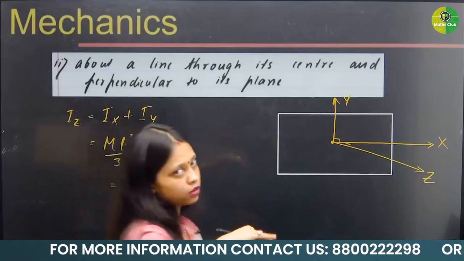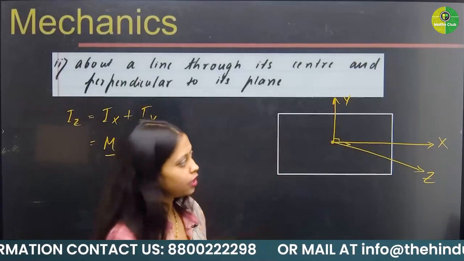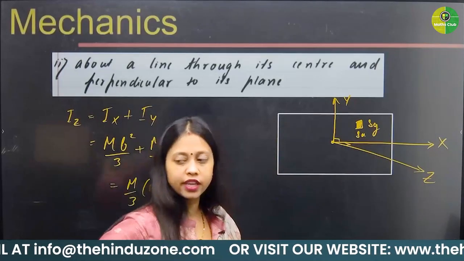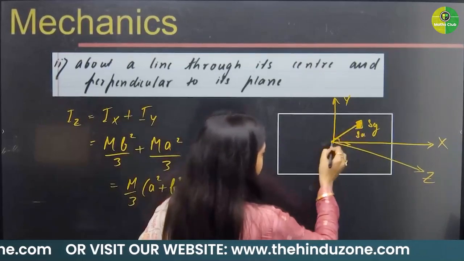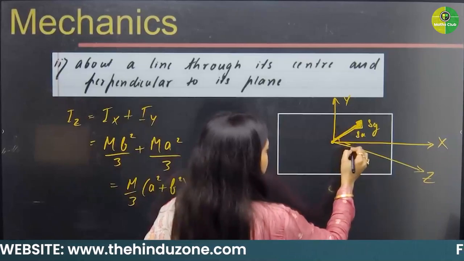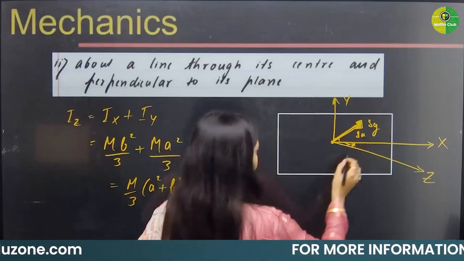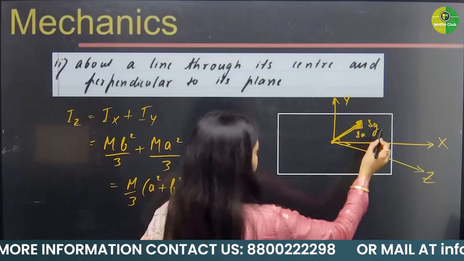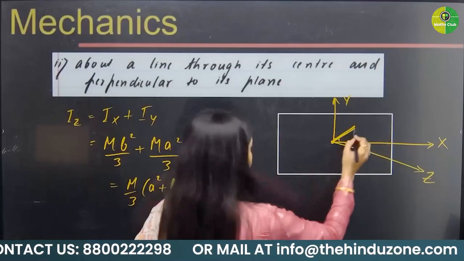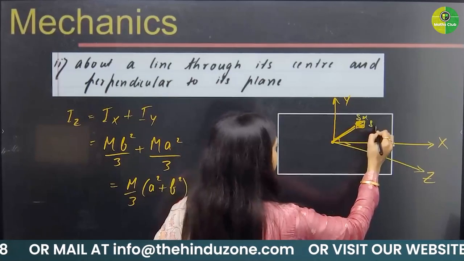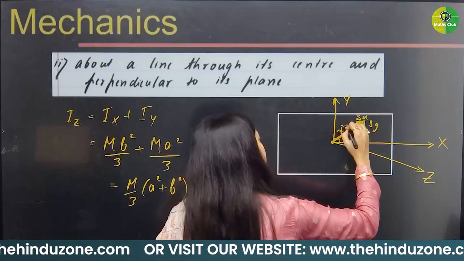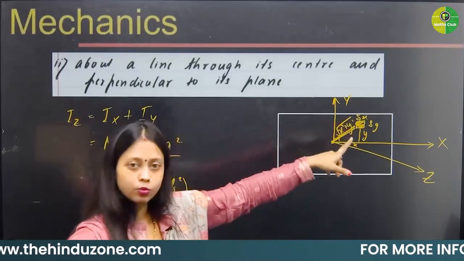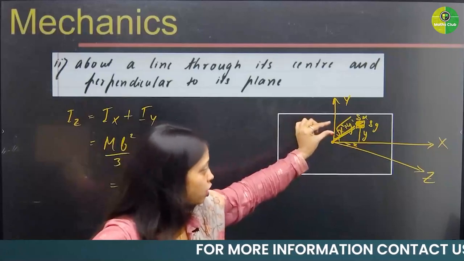Otherwise, if you do not want to apply the perpendicular axis theorem, then you can consider an area of del x del y. This is a very small area. The distance from the z-axis: this is x, this is y. This is your area, this is del x, this is del y. So the distance is obviously the square root of x square plus y square. So you take the mass and the distance, and you get the moment of inertia of that small element.